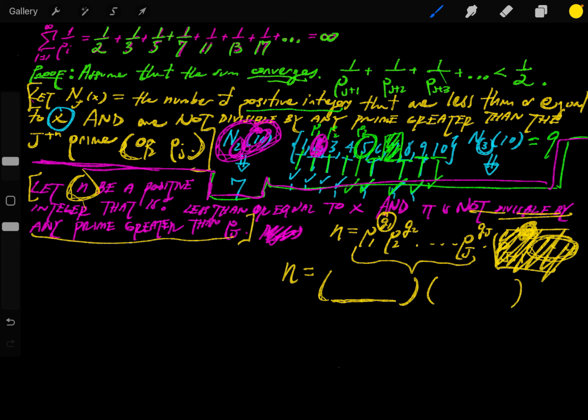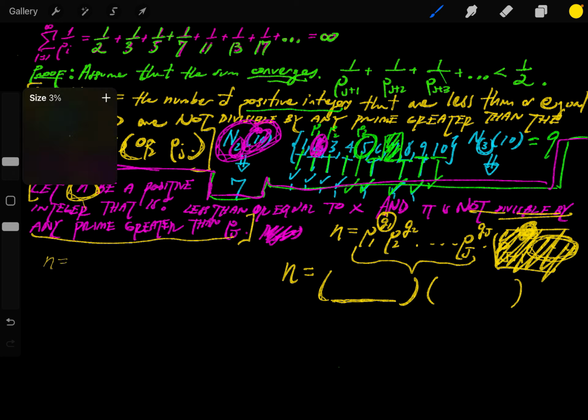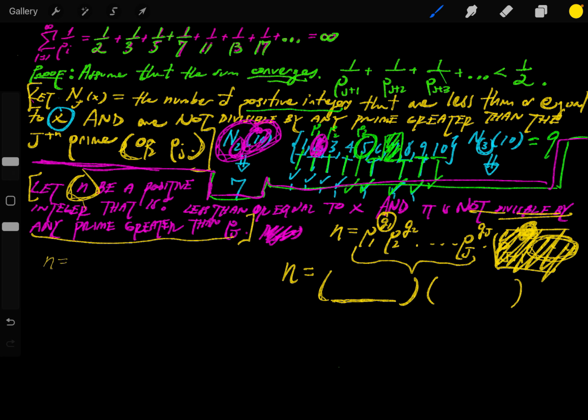Let's do an example. Let's say n is equal to 3 to the 5, 7 to the 11, 13 to the 4th, and then times 17 to the 1. I don't know what j is in this case, but it doesn't matter. The idea is that you could always take this number and make it so that the number over here is what's known as square free.